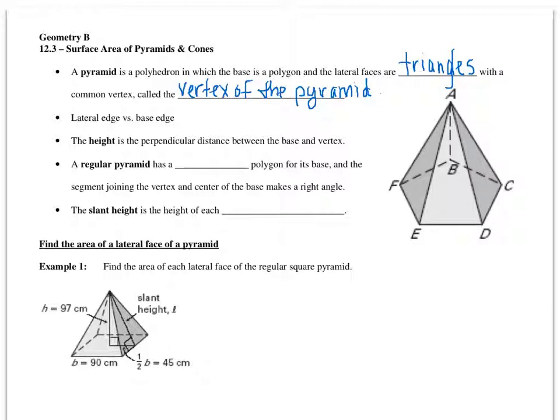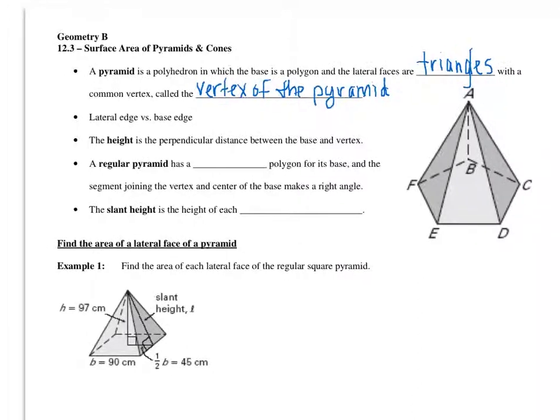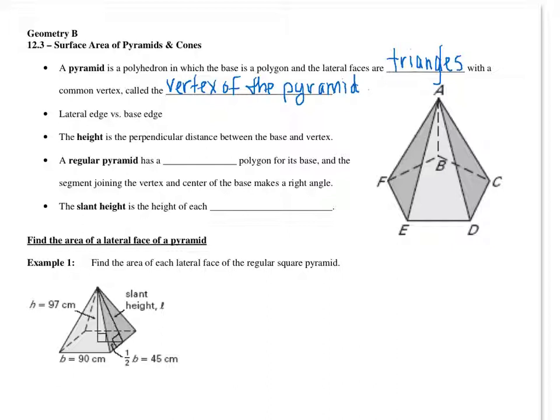Okay, so we have a difference in two things here. We've got a lateral edge versus our base edge. So the lateral edge, remember, those are our sides. Those are on the sides. And our base edge is going to be on the bottom.